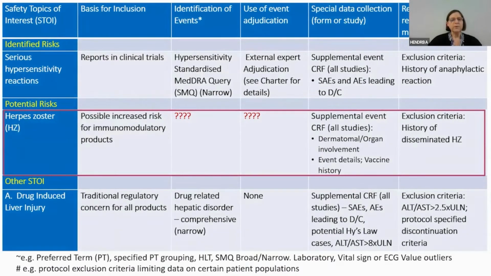So in the ASAP manuscript, we suggest a table such as this be developed for the safety topics of interest, which speaks to what data is being collected and analyzed during the course of the program. And you'll see the third column of this table. There's a place to denote how the safety topics of interest are being identified. And for this hypothetical immunomodulatory product, herpes zoster is a safety topic of interest.